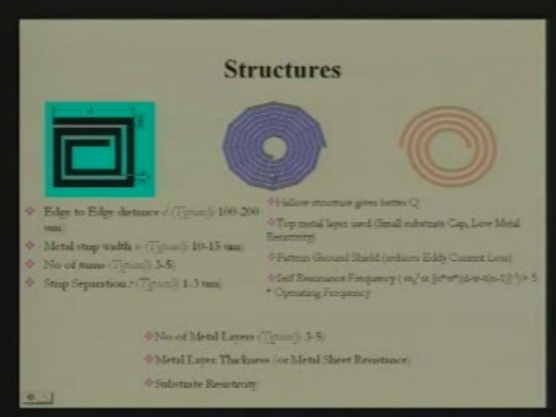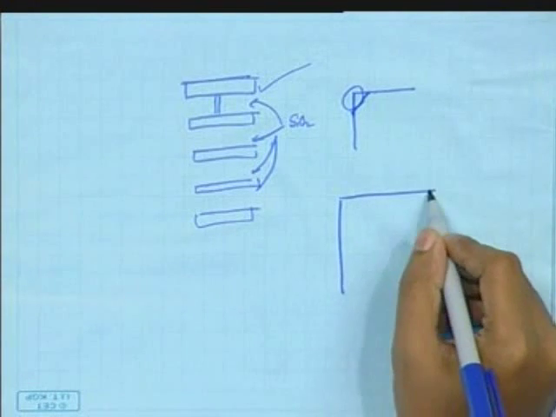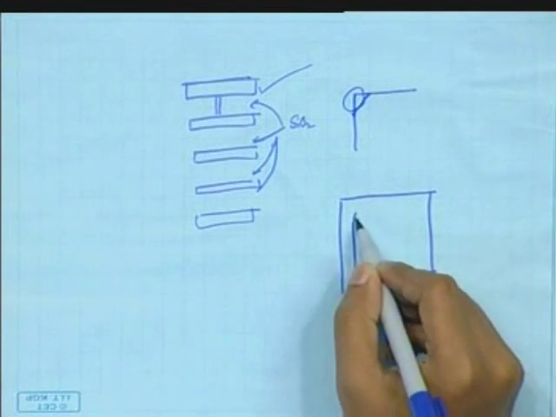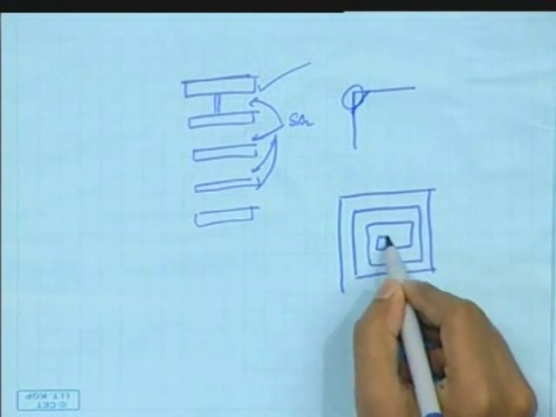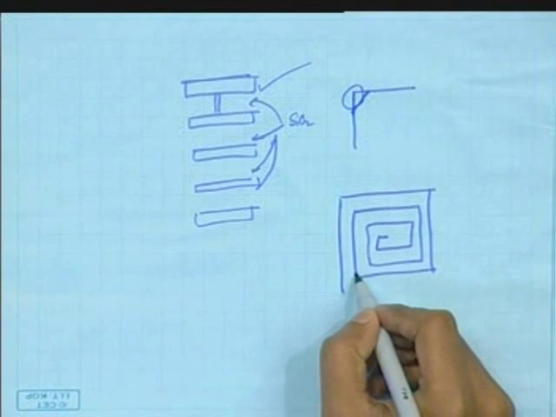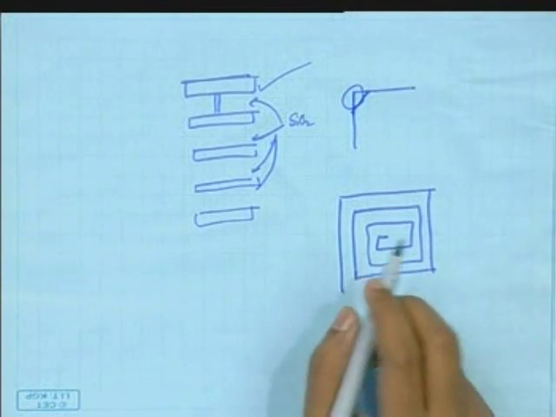The inductance is defined by the edge to edge distance, the width of the metal strip we are using, the separation between the two metal strips, and the total area. Now as I already mentioned, the more the total area, the more the capacitance, and the less the self resonant frequency. Now let us take a normal planar square shaped inductor, and try to see what determines the inductance, the quality factor and the resonant frequency.